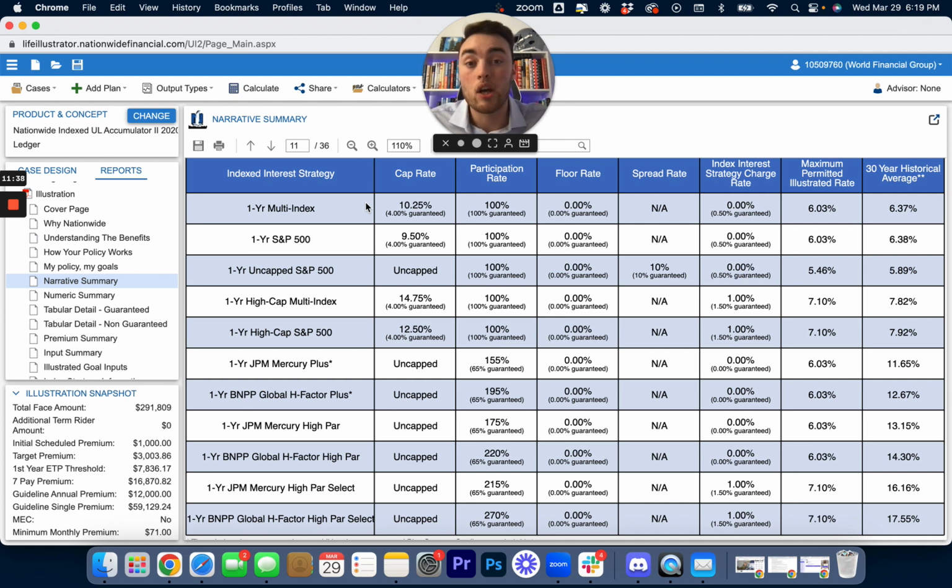And so what I go with the majority of the time is this BNP Paribas Global H Factor High Par Select. If you don't know who BNP Paribas is, it's a very reputable bank and hedge fund. They're based out of Wall Street. I live in Manhattan, so they bailed out a ton of banks in 2008. They have a ton of cash on hand, a very liquid bank, and again, very reputable. And so they made this specific index strategy for Nationwide.